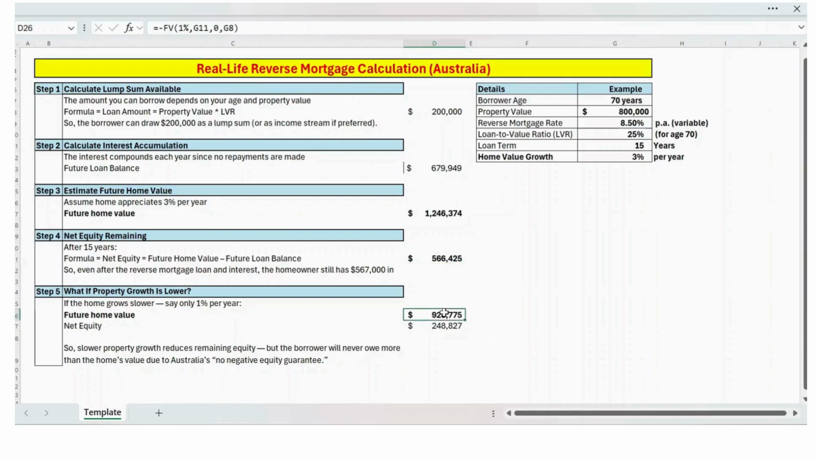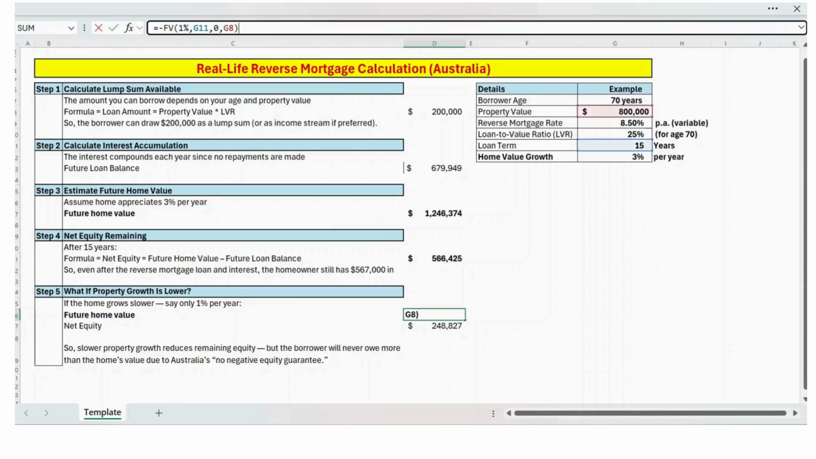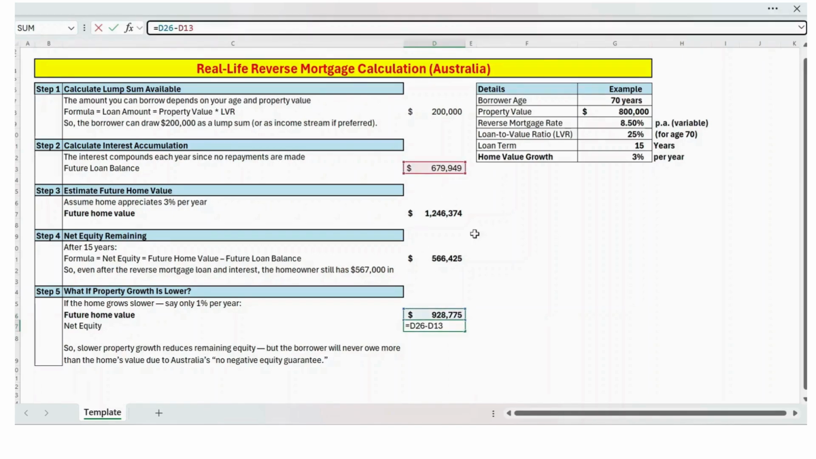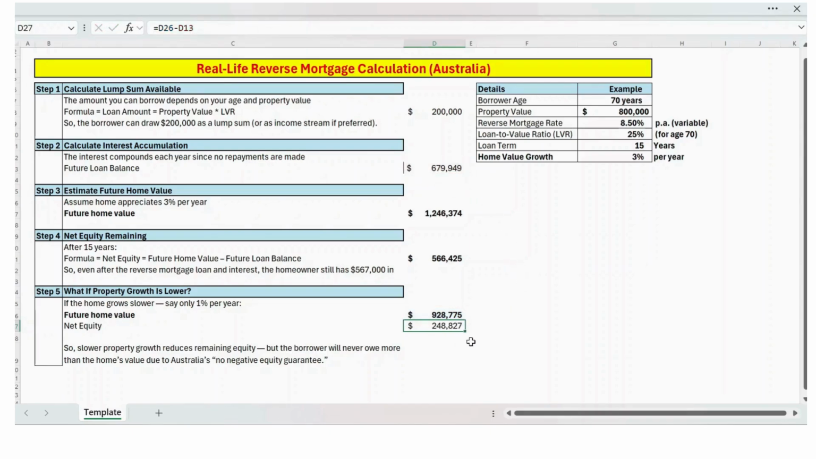But what if the market doesn't perform? This is step 5, and it's crucial. What if your home only grows at 1% per year instead of 3%? Maybe the market stagnates. After 15 years at 1% growth, your home is only worth about $928,775. We still owe the same $679,000 on the loan, so the net equity left is $928,775 minus $679,949 equals $248,827. Your equity is significantly less.